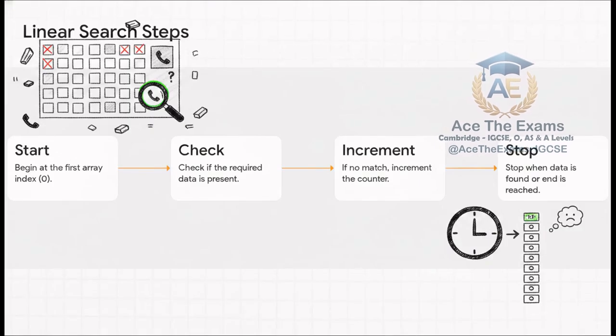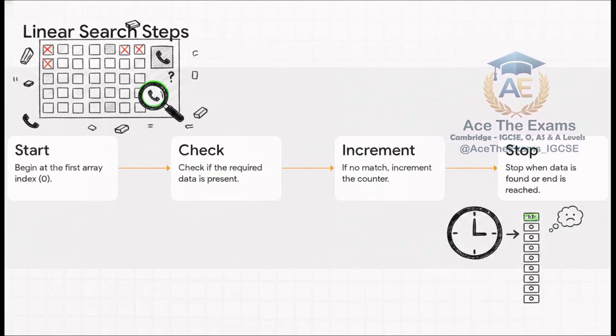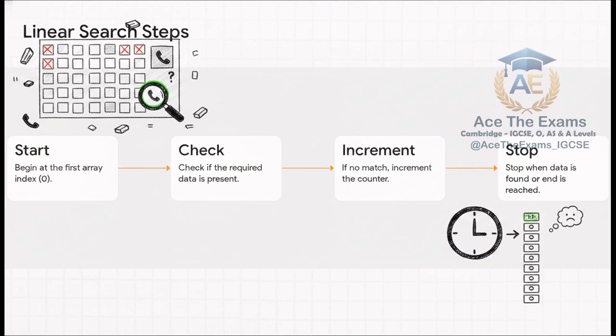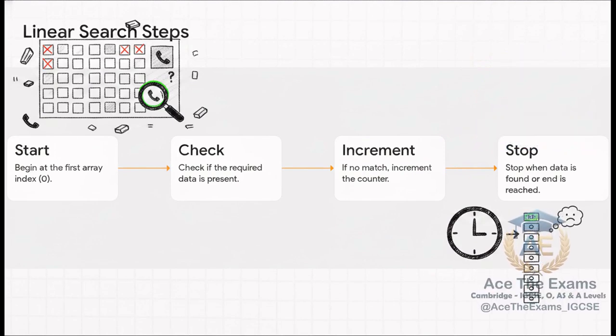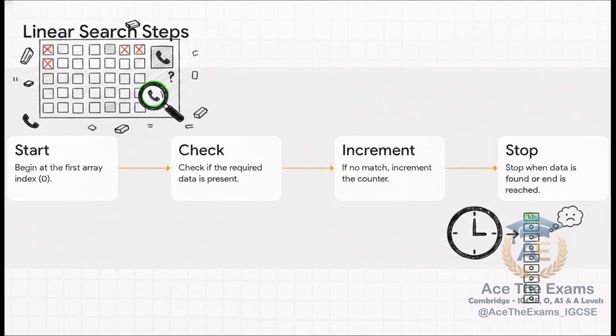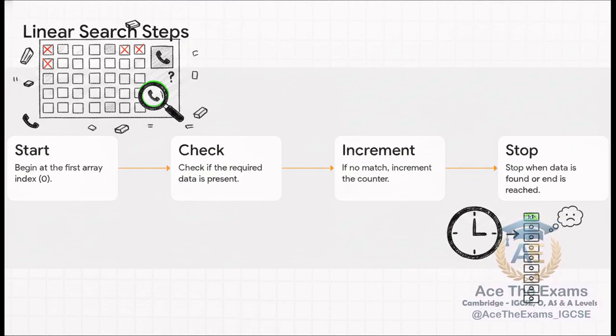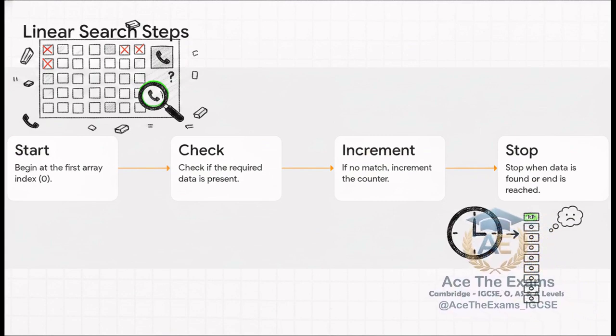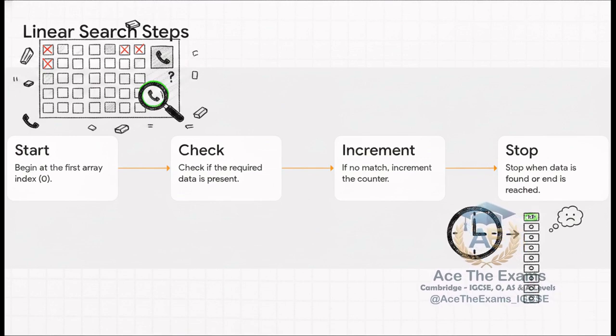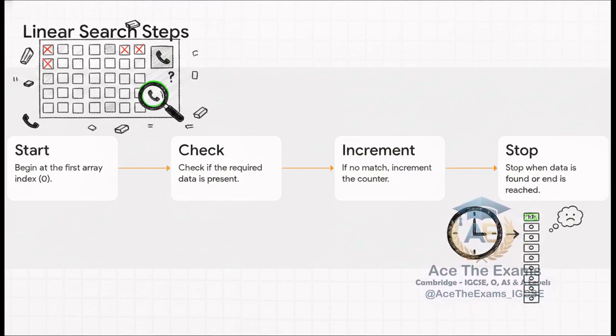So, to break the algorithm down into a simple, step-by-step mission, Step 1. Start at the first array index, usually 0. Step 2. Check if the current data matches your search criteria. Step 3. If it's not a match, increment your loop counter to move to the next index. And Step 4, you stop the search either when you successfully find the data or you reach the absolute end of the array and output a message saying no match was found. It's a very thorough algorithm.